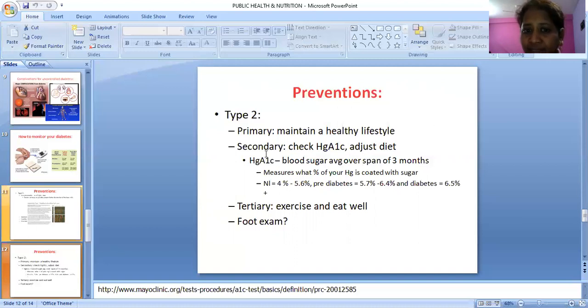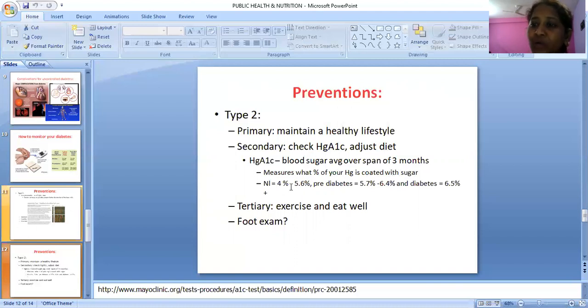Secondary, it is very important. First is also important, and second is check HbA1c and adjust diet. What is HbA1c? It measures your blood sugar average over a span of 3 months. It measures what percentage of your hemoglobin is coated with sugar.